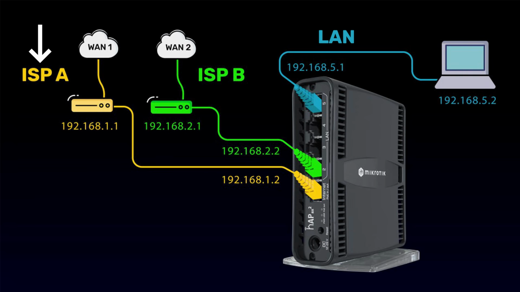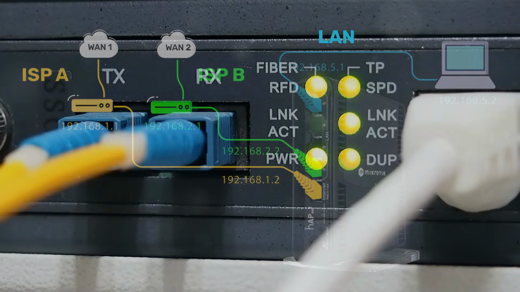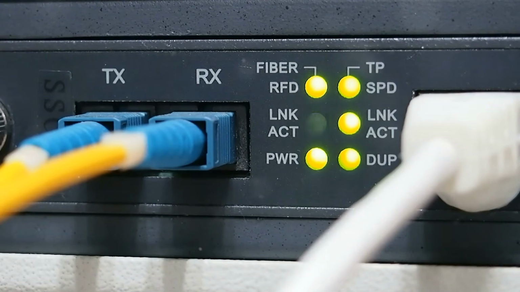In this lab, we have Internet Provider A, with the IP address 192.168.1.1, and Provider B, with the IP address 192.168.2.1. Notice that the IP address ranges of the provider's networks are different. The provider's routers will be connected by a cable to the MikroTik, and the IP addresses have a consecutive order.